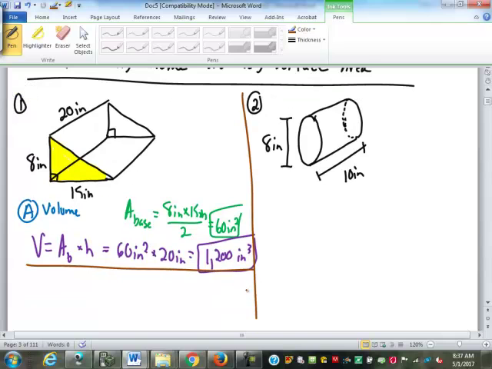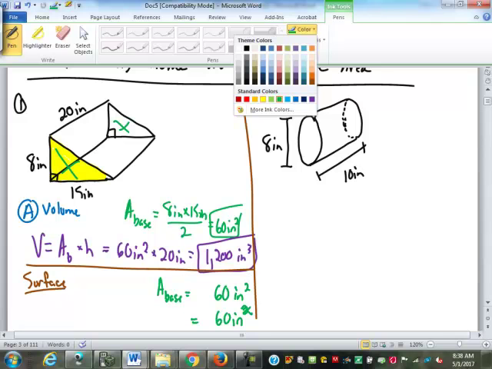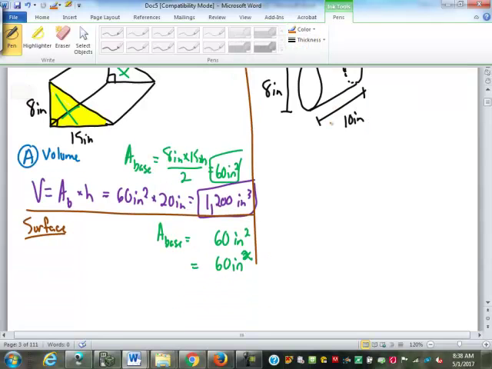For surface area, we already have the area of the base. That's 60 square inches. I'm writing it down twice because there's one on front and there's one on back. The other piece we need to find then is the lateral area, or the lateral area is the area of those surfaces, usually rectangles, that connect the bases.